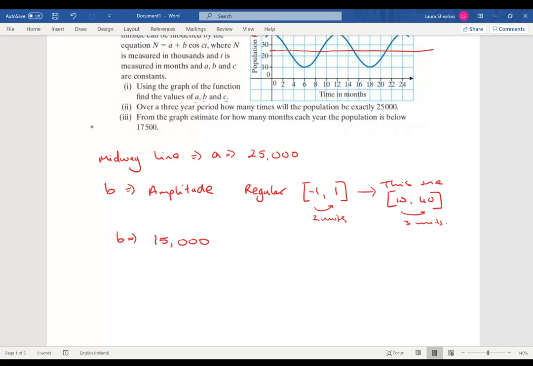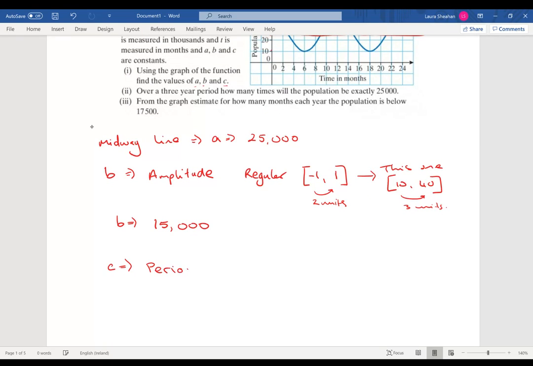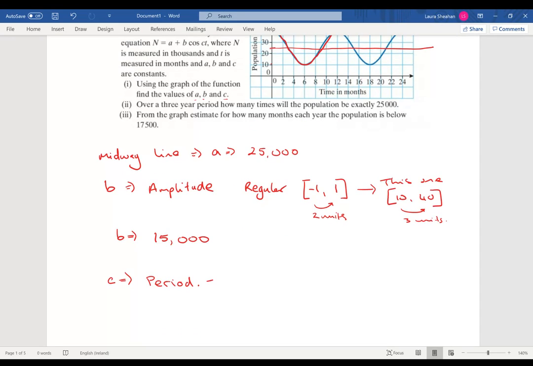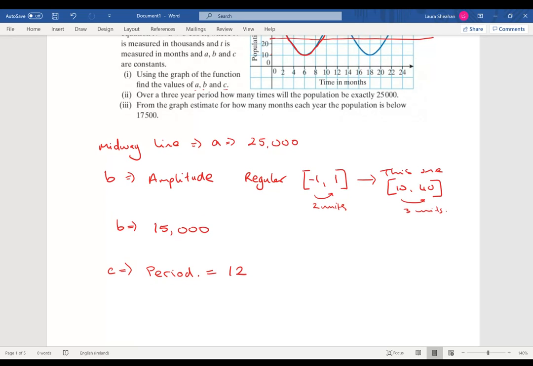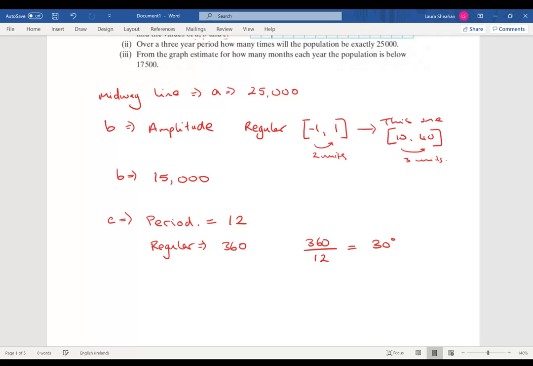c then is the period. In this case, you can look at 1 full repeating cycle. If I look at the peak here on the y-axis, it goes down and comes right back up to here. So in this case, the period is 12. On a regular cos graph, the period is 360 degrees. So remember, I can find the period here by 360 divided by 12. So it's cos of 30.